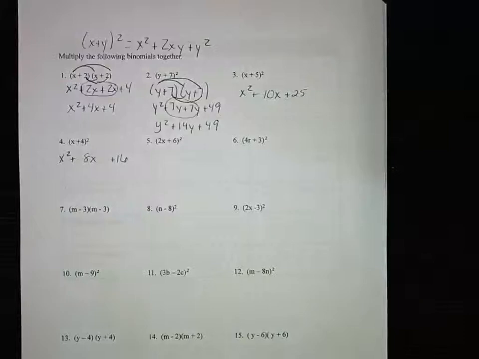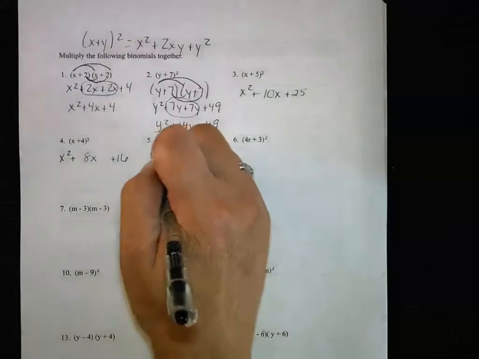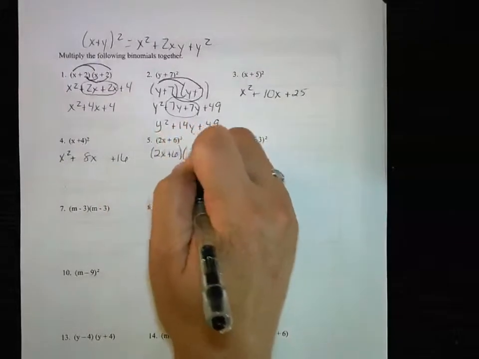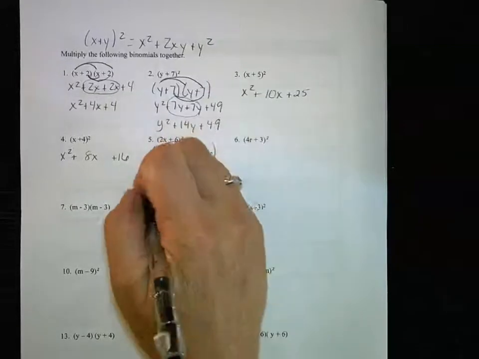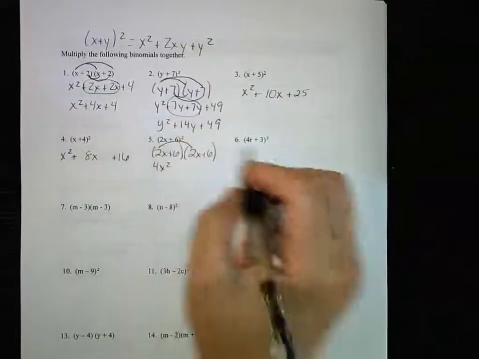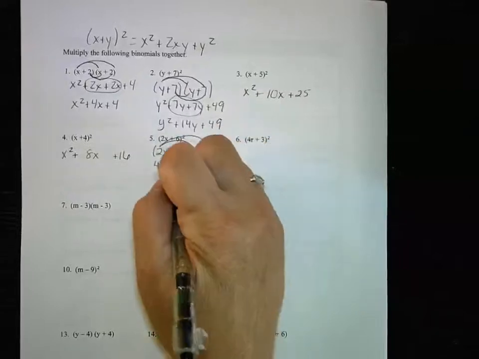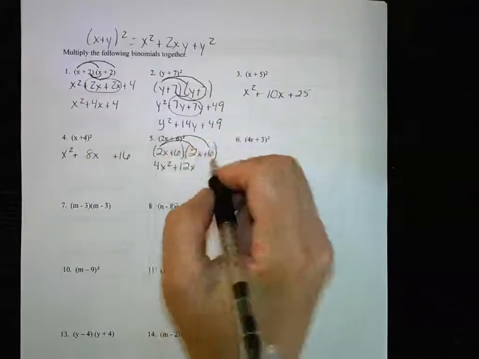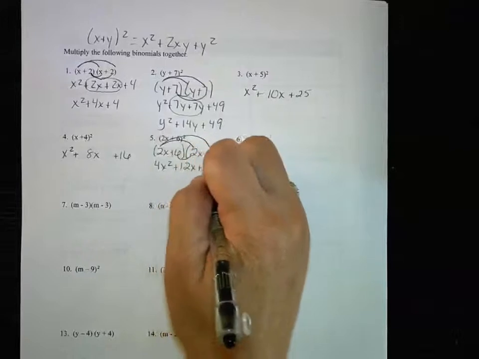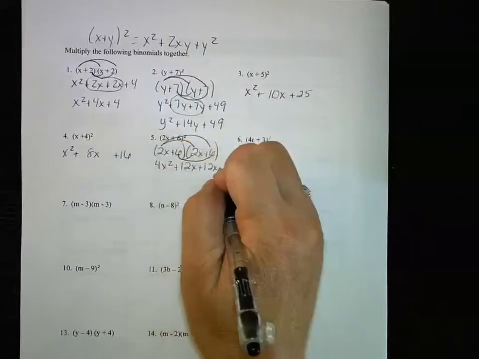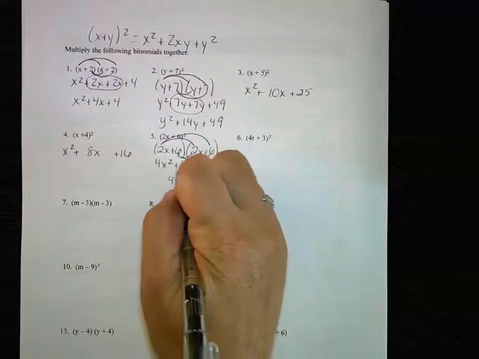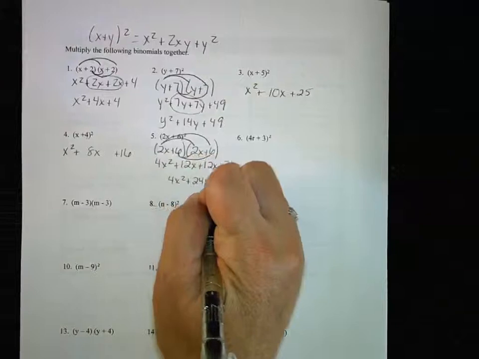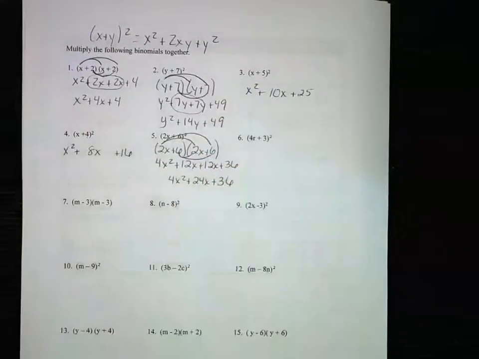5 and 6, the numbers get a little bit bigger. It's a little bit harder. You can follow the same pattern. And do the first two as 2x plus 6 times 2x plus 6. First times first is 4x squared. Outside is 12x. Inside is 12x. And last is 36. So this becomes 4x squared plus 24x plus 36.